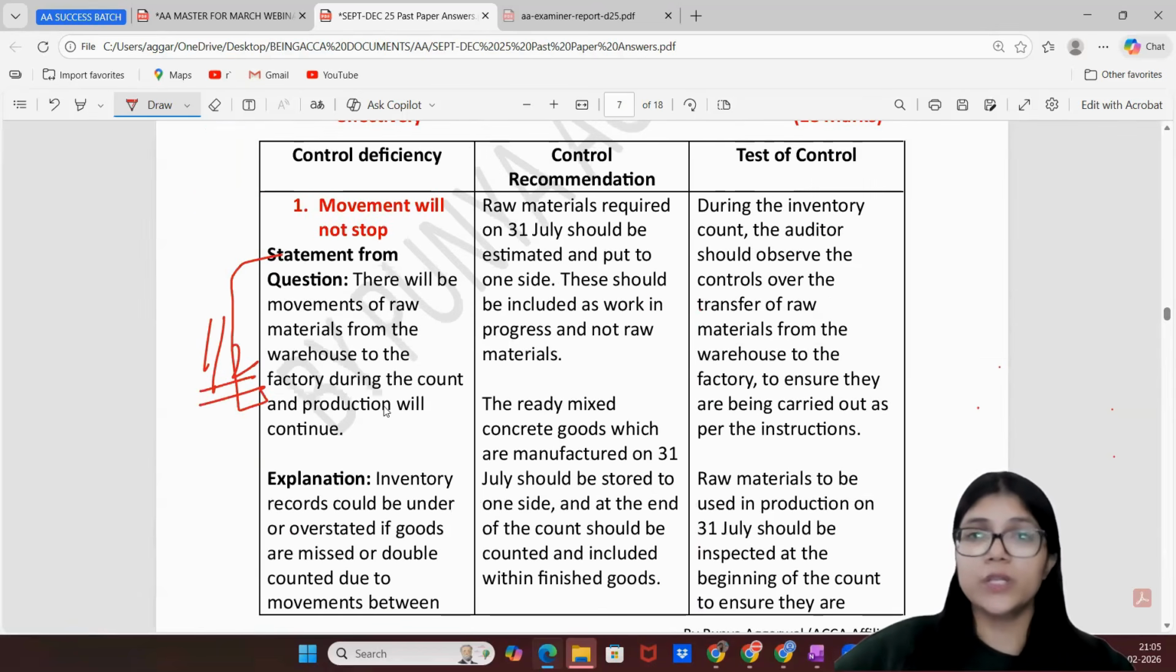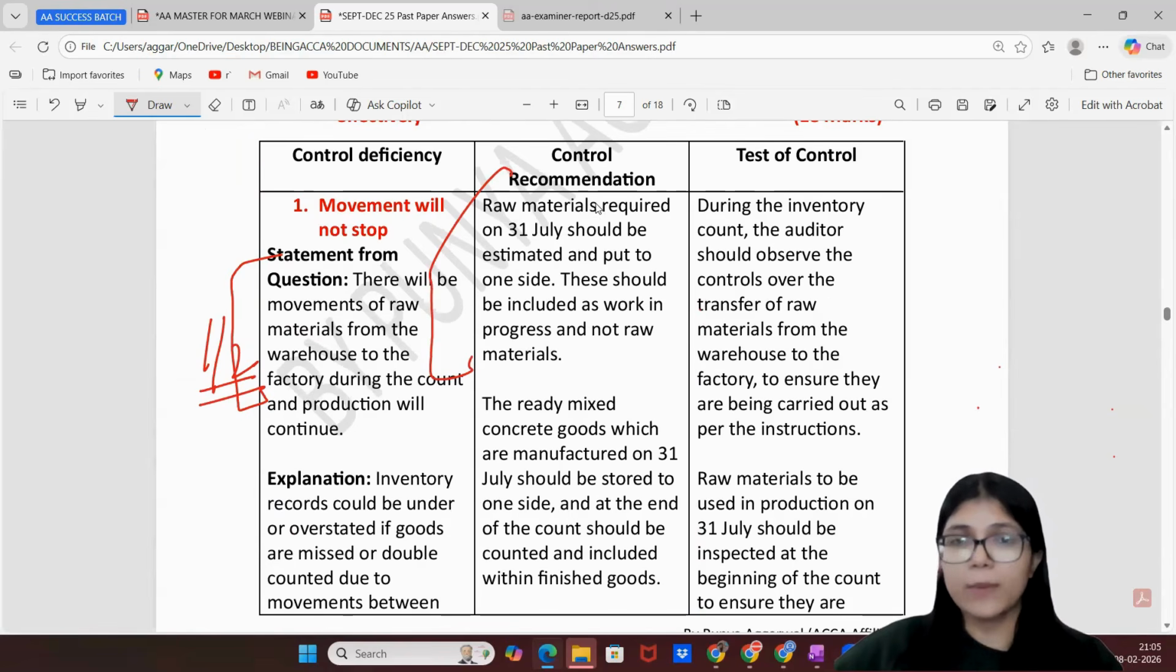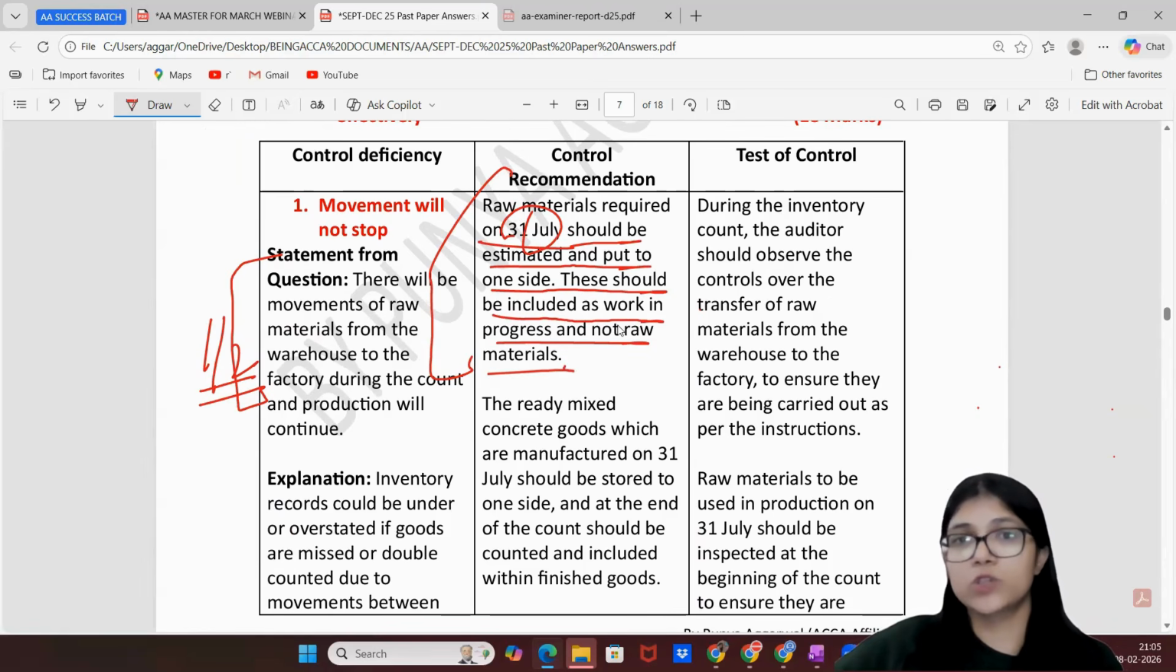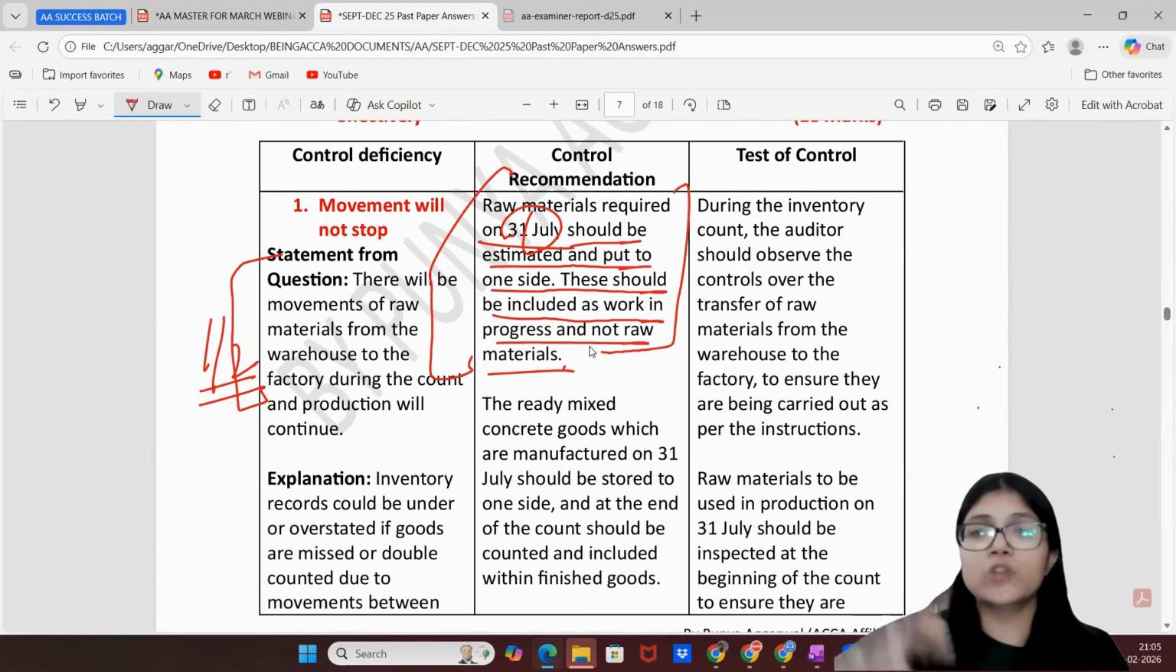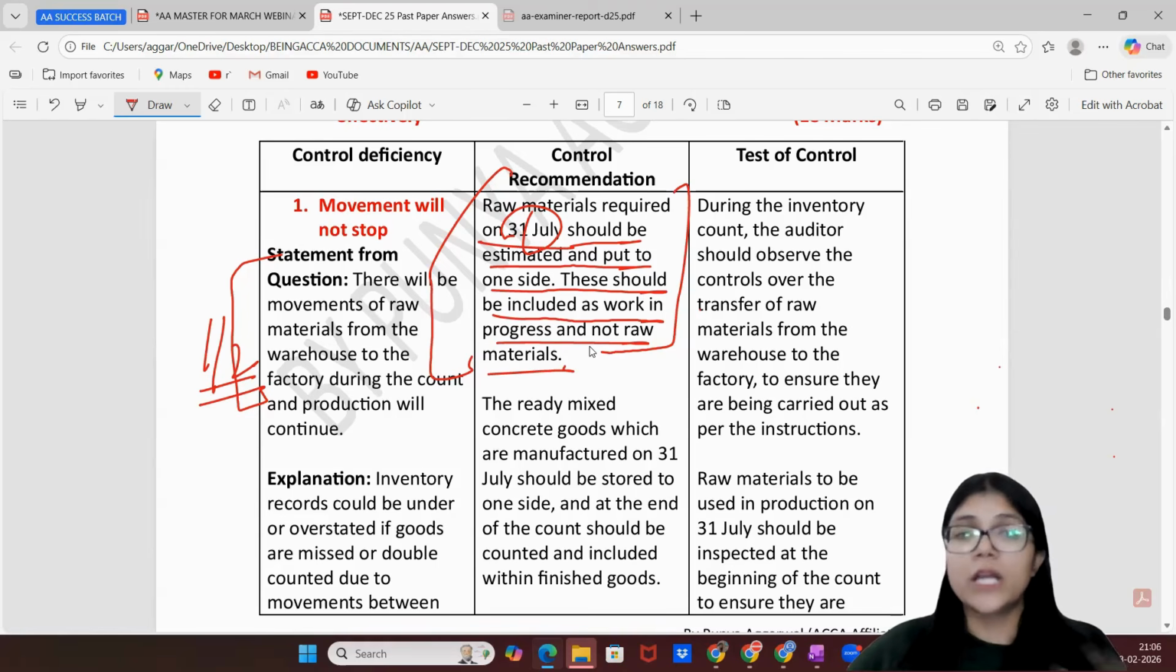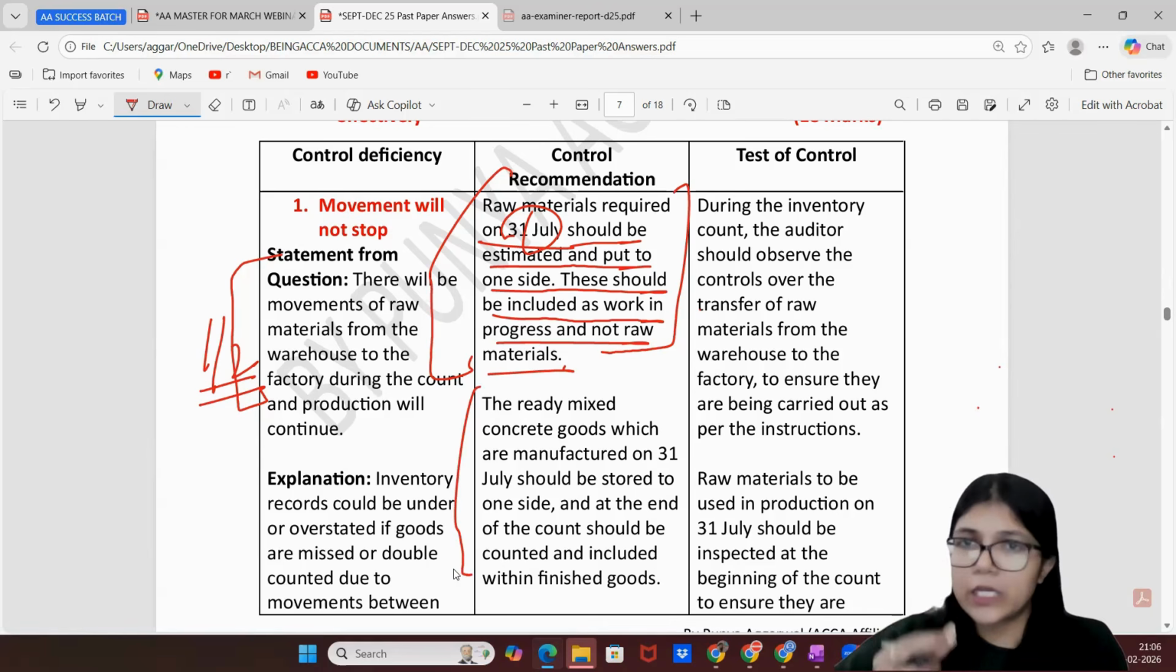So my recommendation here, if you see raw material, I think some of you have given the correct answer, which is this one. Raw materials required at 31st of July, which is year end, should be estimated and put aside. These should be included as work in progress and not raw material. So this should be included separately. These basically should be separated out so that I am not touching this inventory and I'm only able to count this inventory at the year end, which is not going to have problems of misstated inventory or double counting of the inventory. Okay, another one is, of course, a little technical. If you want to write it, you can, but the first one I think is the best one.